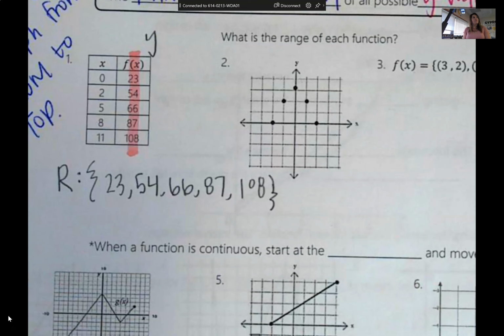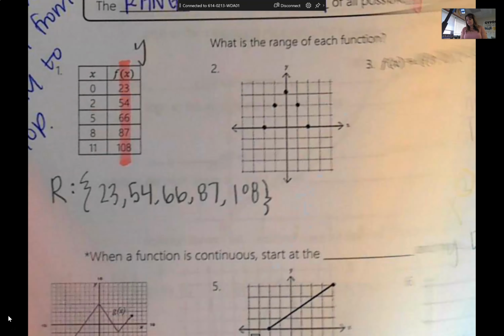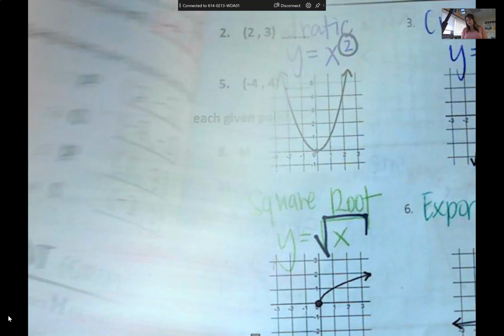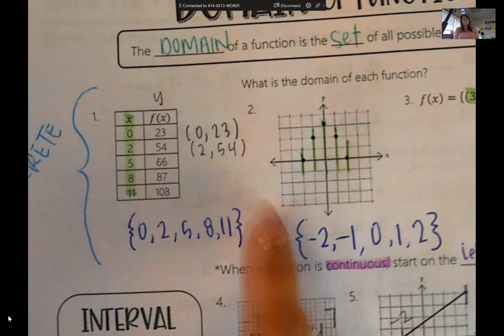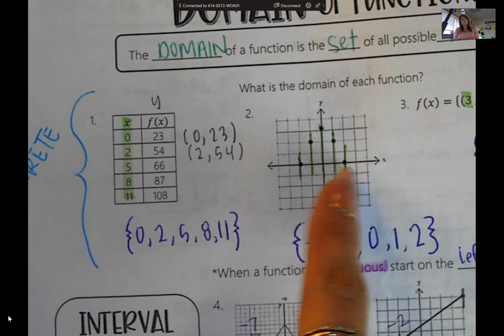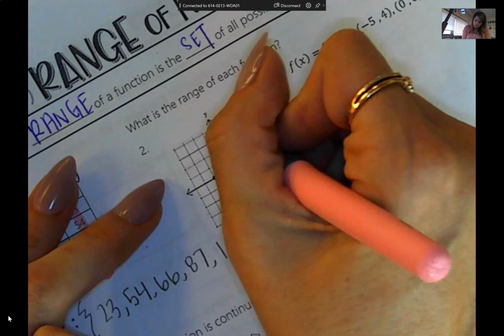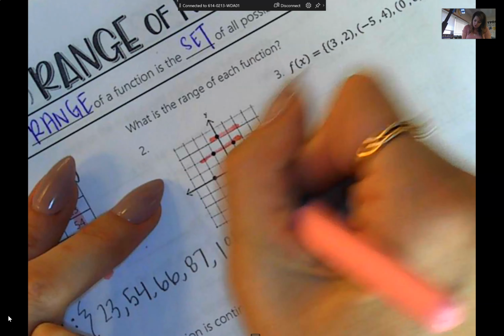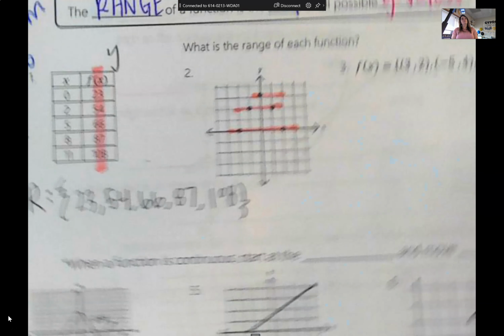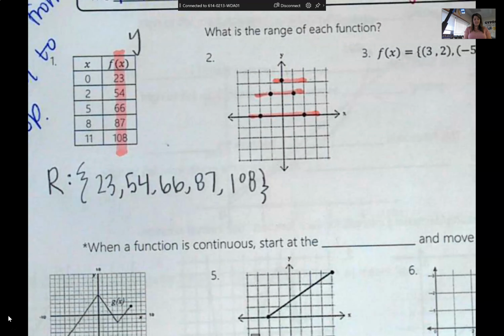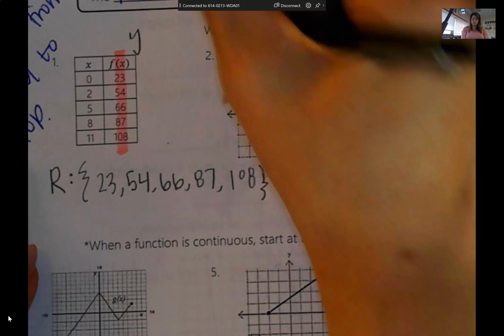On the graph, we drew tick marks that matched up to the x-axis. This time we're going to the y-axis. I have mine highlighted in pink, and we're looking at the y values.